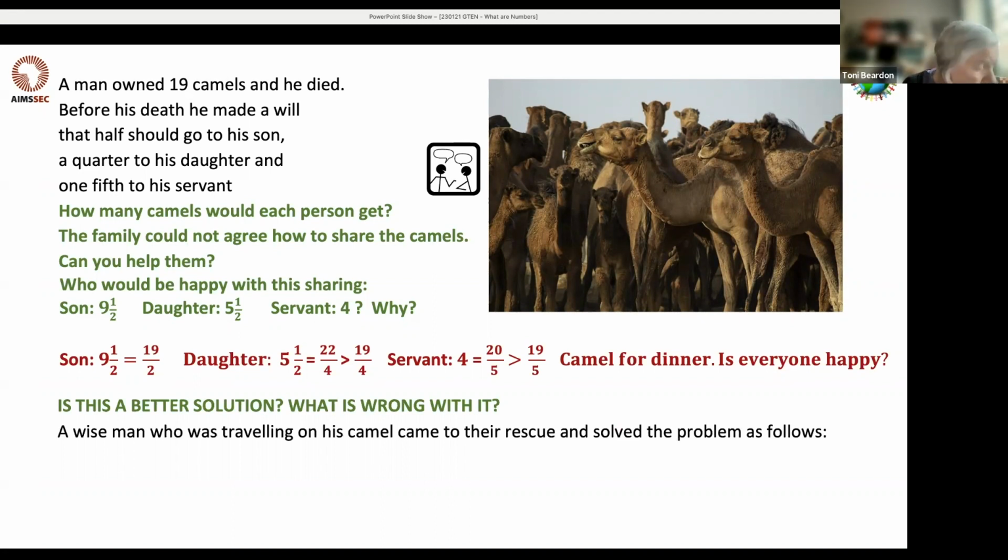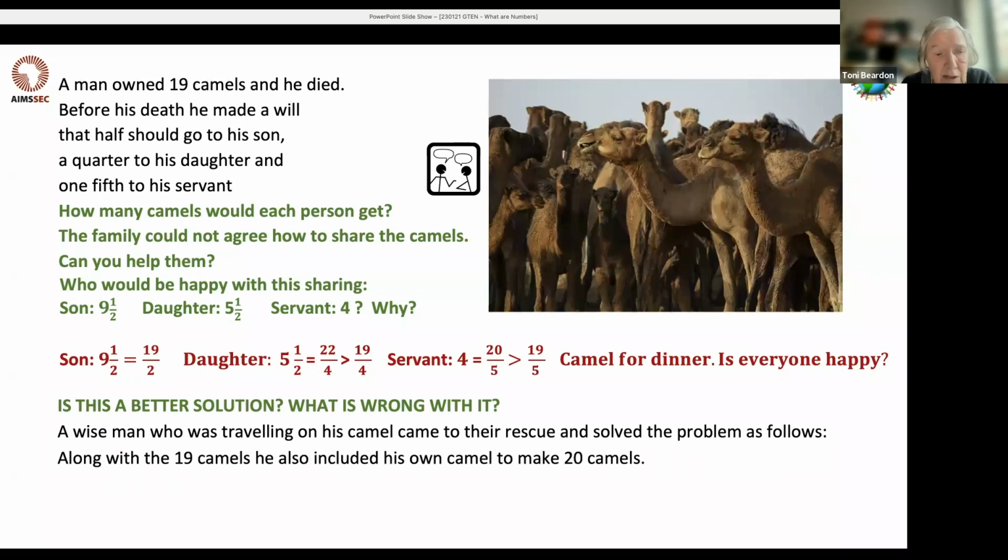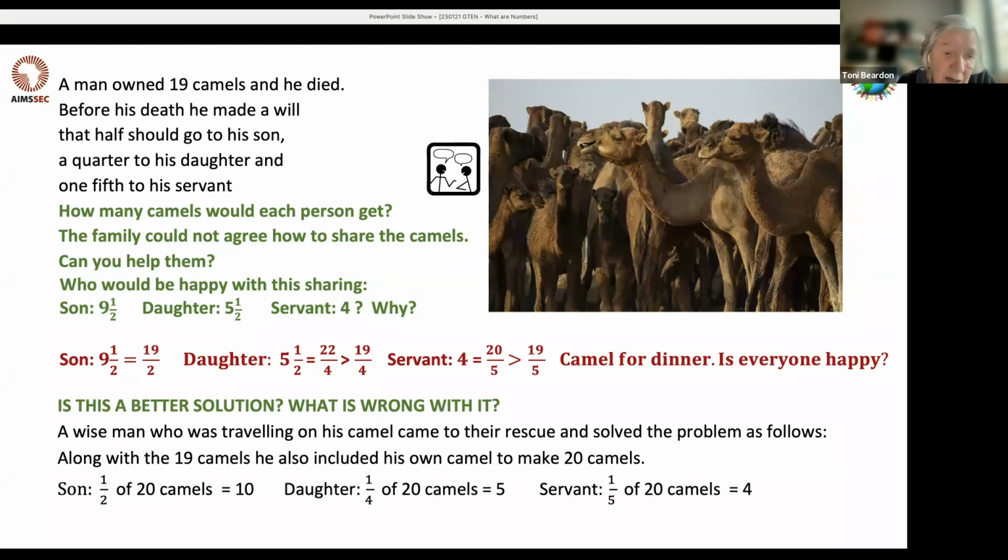So a wise man who was traveling on his camel came to their rescue, and he solved the problem like this. Along with the 19 camels, he also included his own camel to make 20. And then he gave the son half of them. He gave the son 10. He gave the daughter a quarter to make 5. And he gave the servant a fifth to make 4.